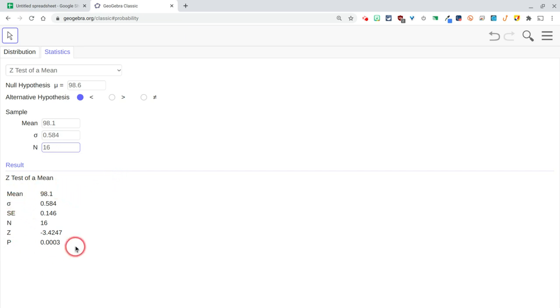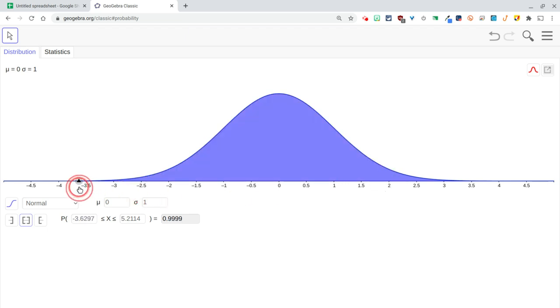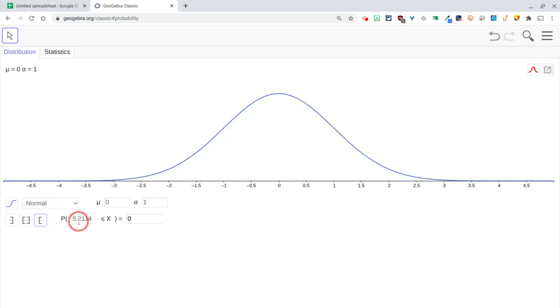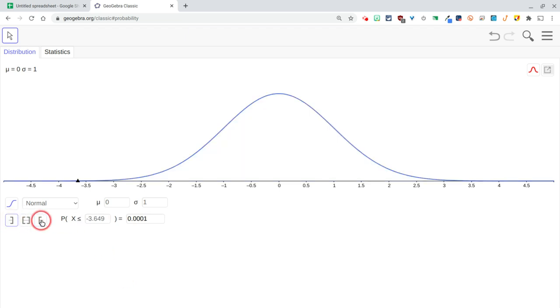When you jump down into the results, you see a z-score of negative 3.42. What that means is that the data we found, that average of 98.1 degrees, was about negative 3.6 standard deviations below the mean. So right about there. Now, this was a left-tailed test, so that means we want to find the area to the left of negative 3.649. You can't see it here because this shaded region is so small.